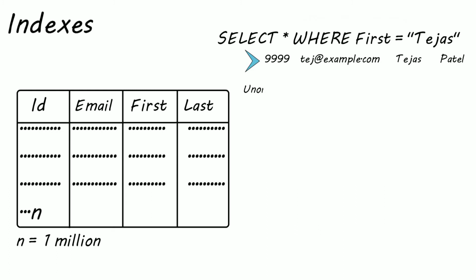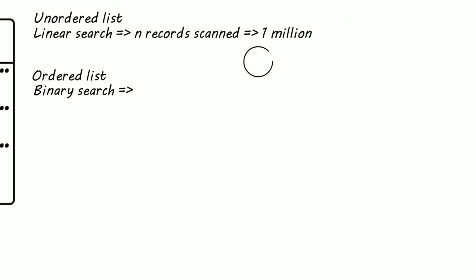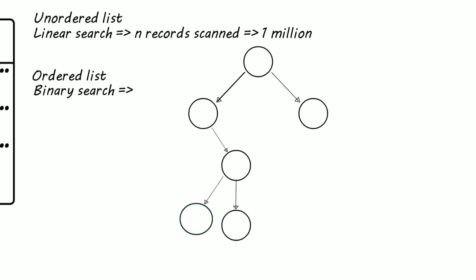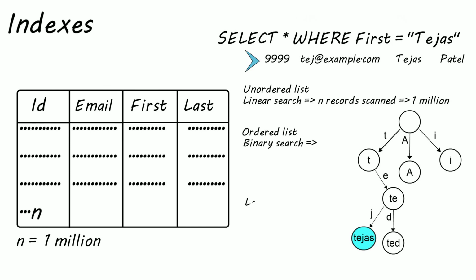This is because the first name field will be unordered, and the best you can do with an unordered list of records is a linear search. If the first names were ordered, however, we could use a binary search to find the first name field. This would allow us to search in logarithmic time because we no longer need to search every single record. So on average, we would only need to access log n, so log 1 million, which is approximately 20 records. 1 million versus 20 is a very big performance improvement.